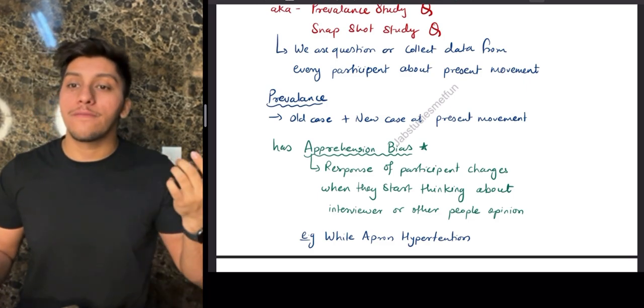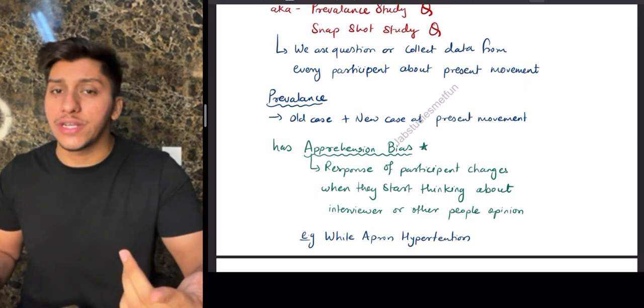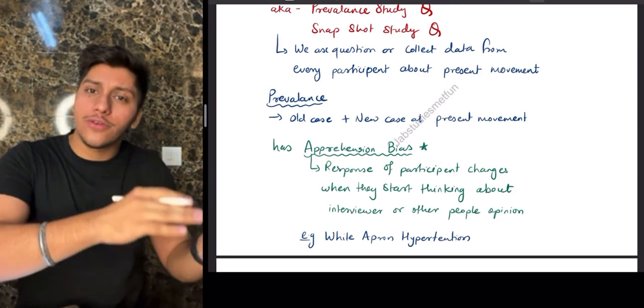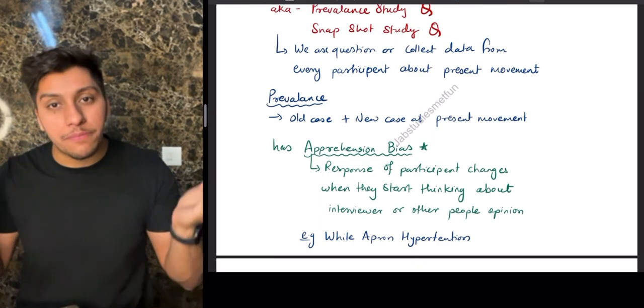Another example will be white apron hypertension or white coat hypertension. When they are at home, their blood pressure is normal, but all of a sudden when they go to the hospital, at that time the blood pressure rises.